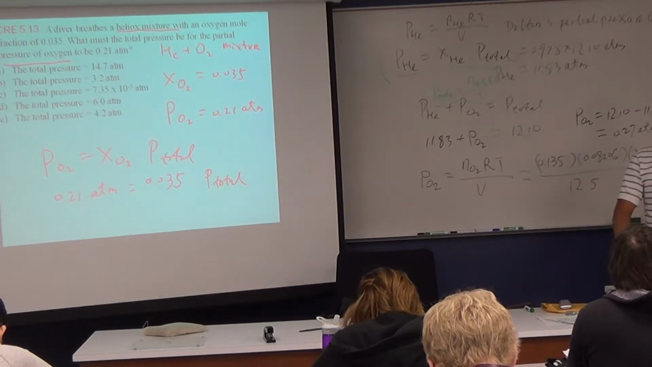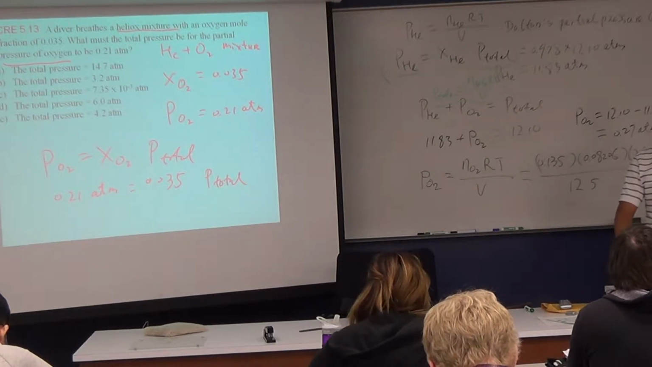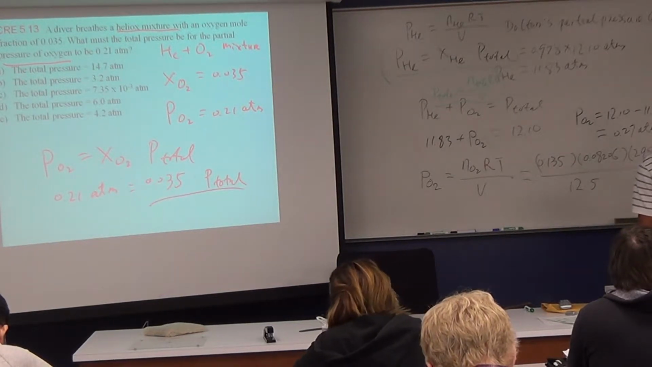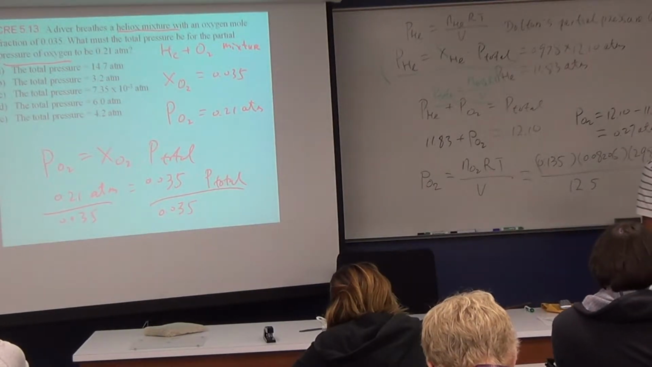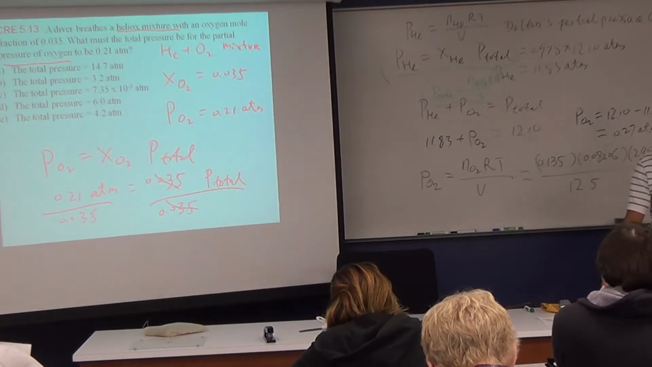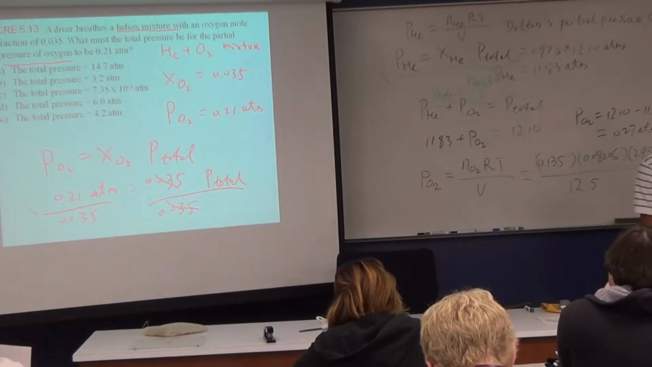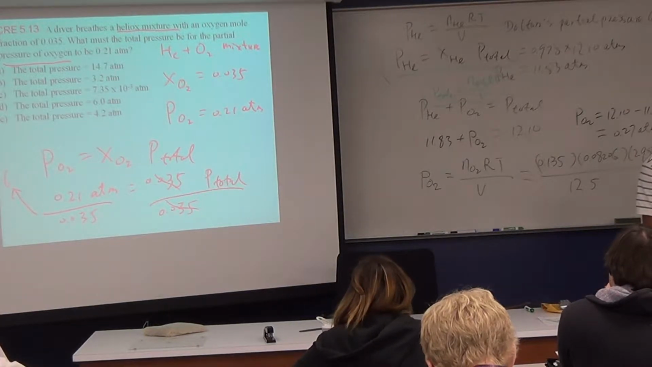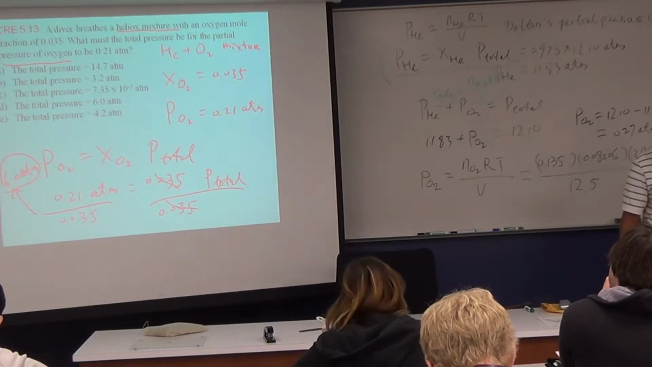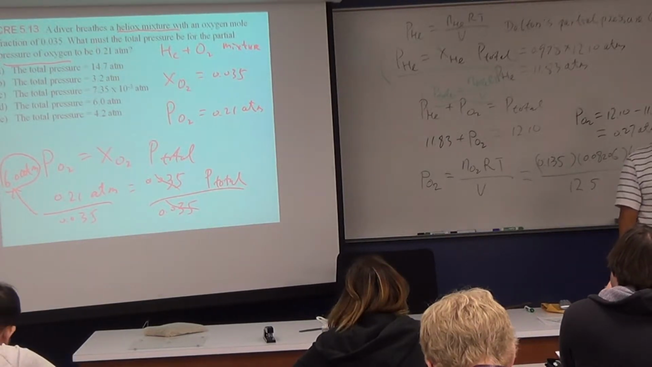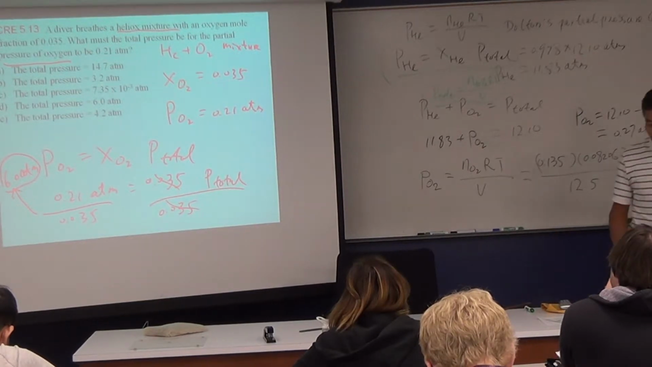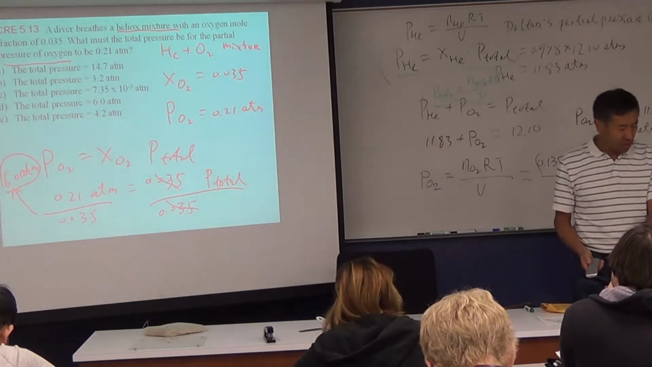It's a very simple problem, right? To find the P total, you just divide 0.21 by 0.035, and that will give you 6. Alright, so that's this practice.